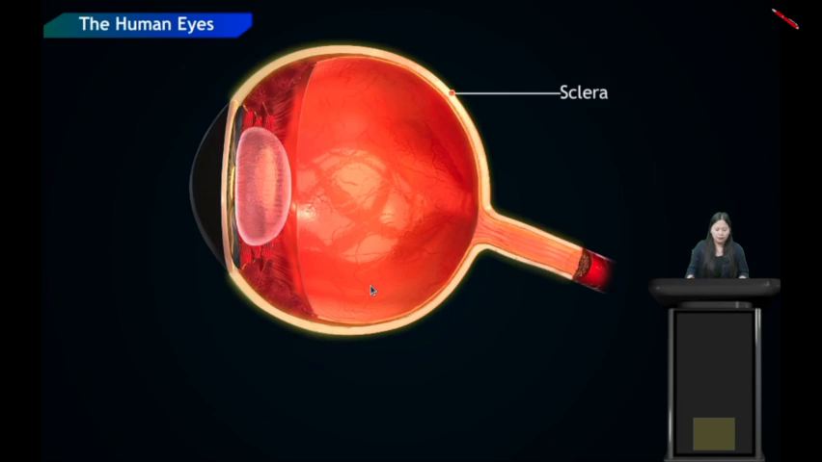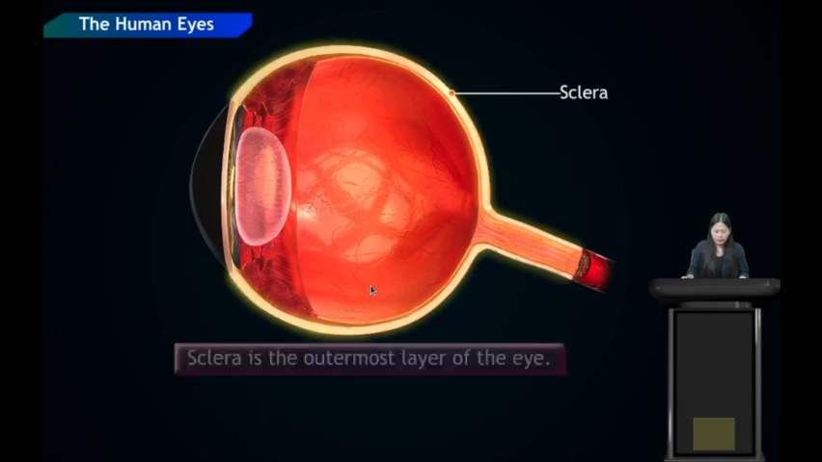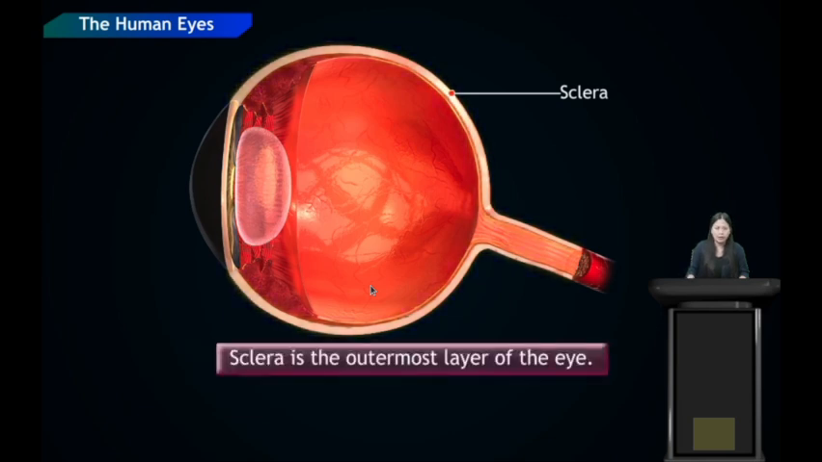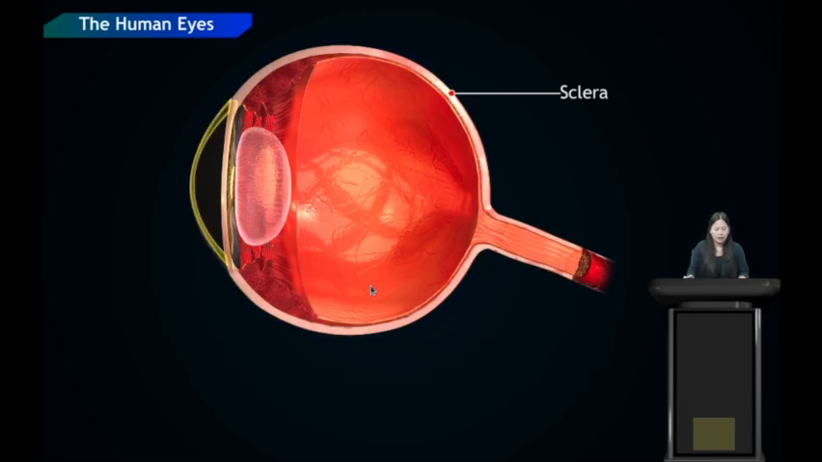The first part is known as the sclera, the highlighted portion as we can see here. The sclera is the outermost layer of the eye. Remember students, the sclera is the outermost layer of the eye.